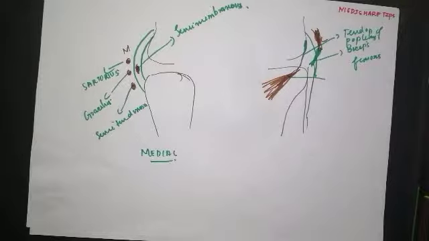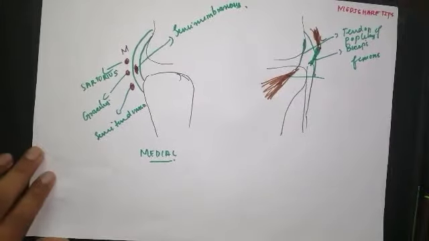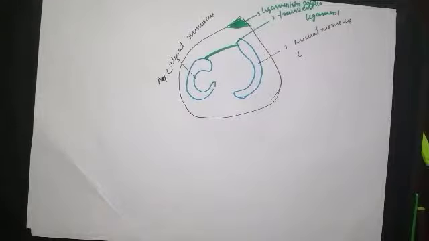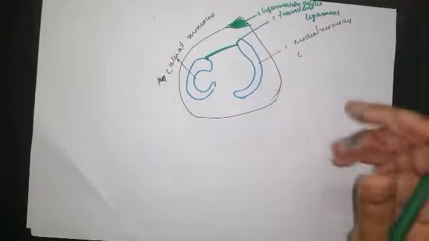supply and actions. So if you are going to draw the cross section of the knee joint, how will it look like? We will draw that also. So you can see the transverse section through the left knee joint showing its relations. So we will start with the relations.